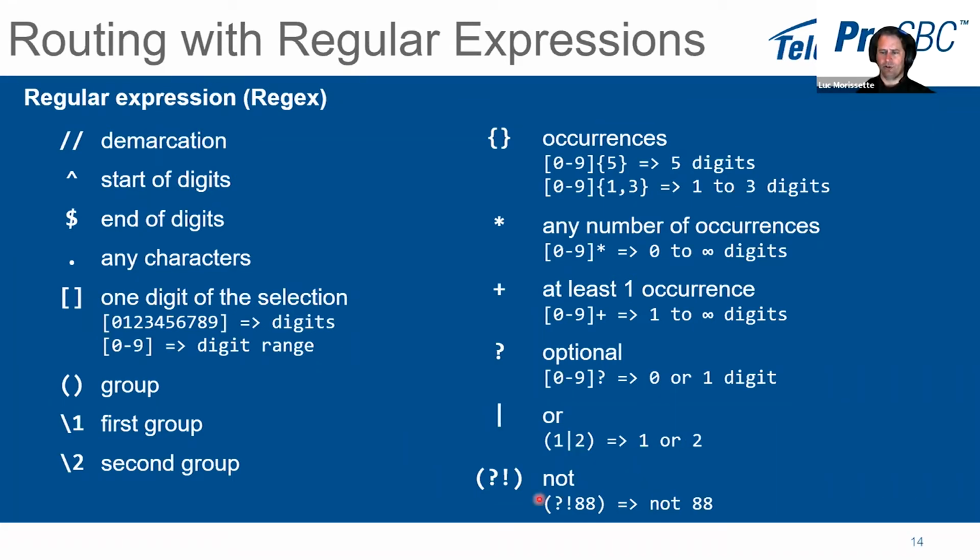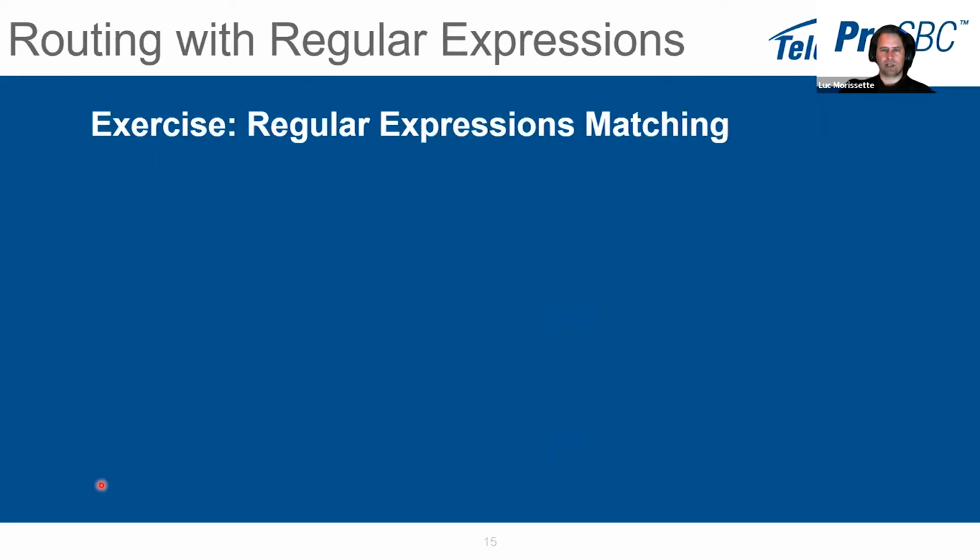Not is not used very much, but it's just shown here. And then in the remapping, we use these 3 values here on the left side. You select a group, and then you can say \1 for the first group, \2 for the second group, \3 for the third group. So each of these groups will be defined here. Let me show you some examples of regular expressions.